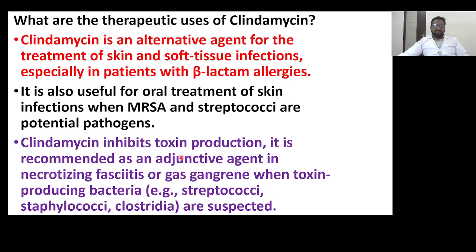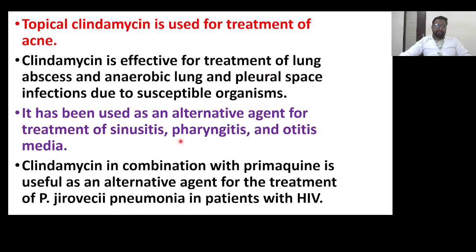What are the therapeutic uses of clindamycin? It is an alternative agent for the treatment of skin and soft tissue infections, especially in patients with beta-lactam allergies. It is also useful for oral treatment of skin infections when MRSA and streptococci are potential pathogens. Clindamycin also inhibits toxin production, so it is recommended as an adjunctive agent in necrotizing fasciitis or gas gangrene when toxin-producing bacteria like staphylococcus and Clostridia are suspected.